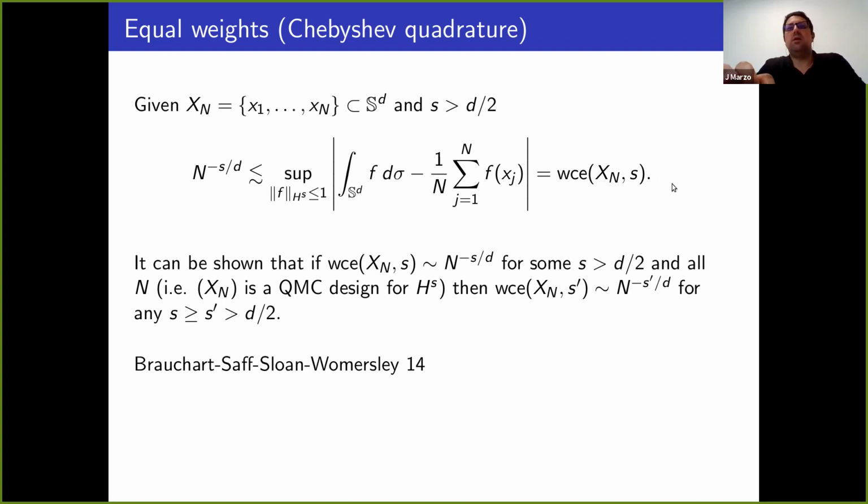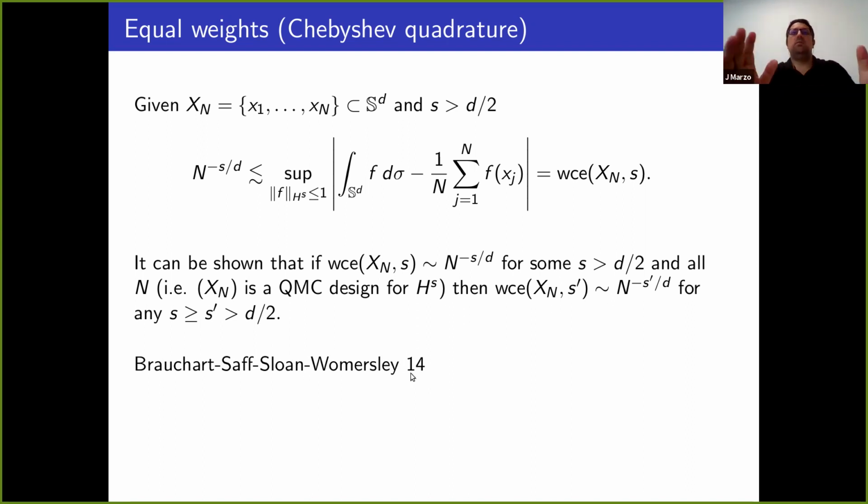So if you have also the upper bound, okay, for some regularity s, then you say that this X_n is a quasi-Monte Carlo design for H^s. So if you have this for some s, then you have the same property for any intermediate s' between s and d/2. Okay, so for all these other spaces, you have it for free. These are basically results from a paper by Brauchart, Saff, Sloan, and Womersley from 2014.